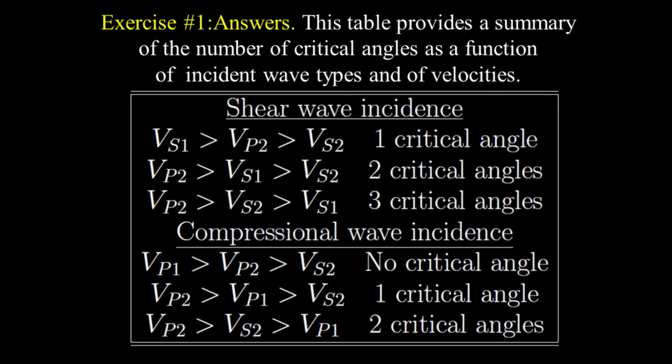Here are your answers. This table provides a summary of the number of critical angles as a function of incident wave types and of velocities. As described in the acoustic case earlier, refracted waves, also known as head waves, occur after the critical angle. As the elastic case that we have just described includes several possibilities of critical angles, several head waves are possible at the interface of two half spaces.